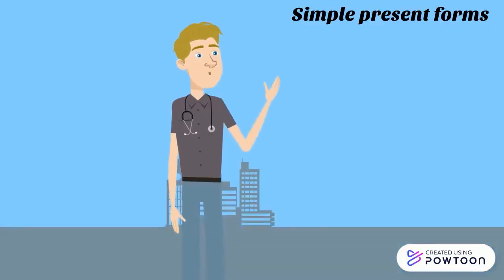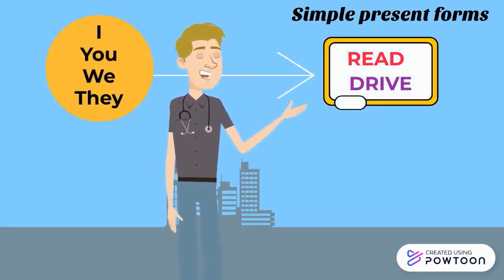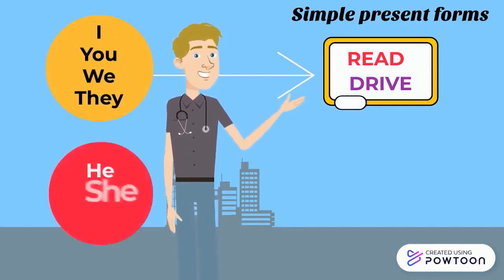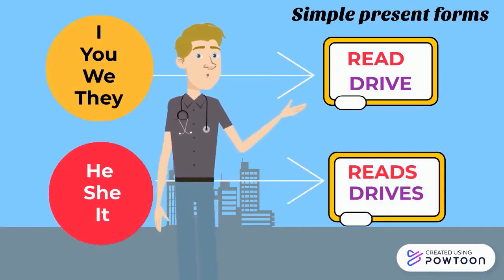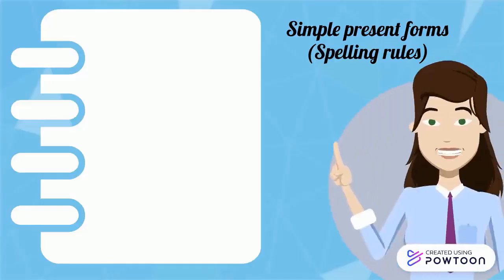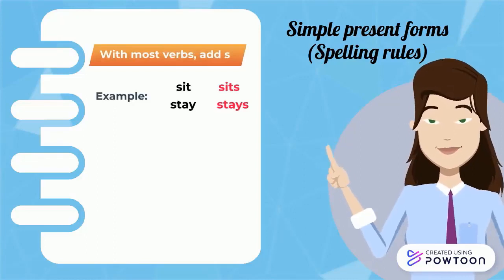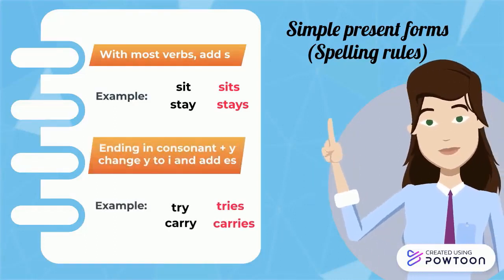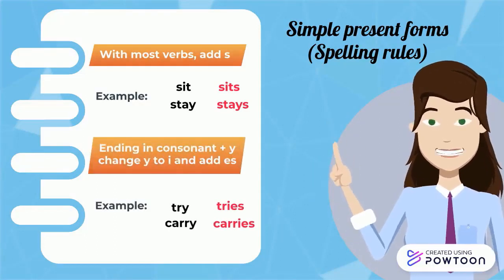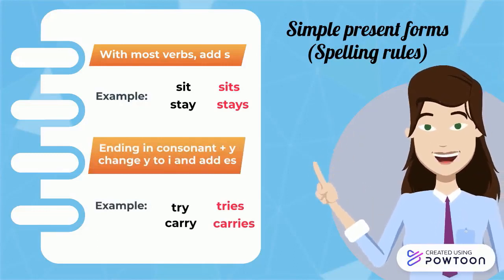Simple present forms. To conjugate the present simple we use the infinitive for the subjects I, you, we, and they, and for the third persons he, she, and it, we add an s to the end of the verb. Simple present forms, spelling rules. With most verbs, add s. Example: sit, sits, and stay, stays. Ending in consonant plus y, change y to i and add es. Example: try, tries, and carry, carries.